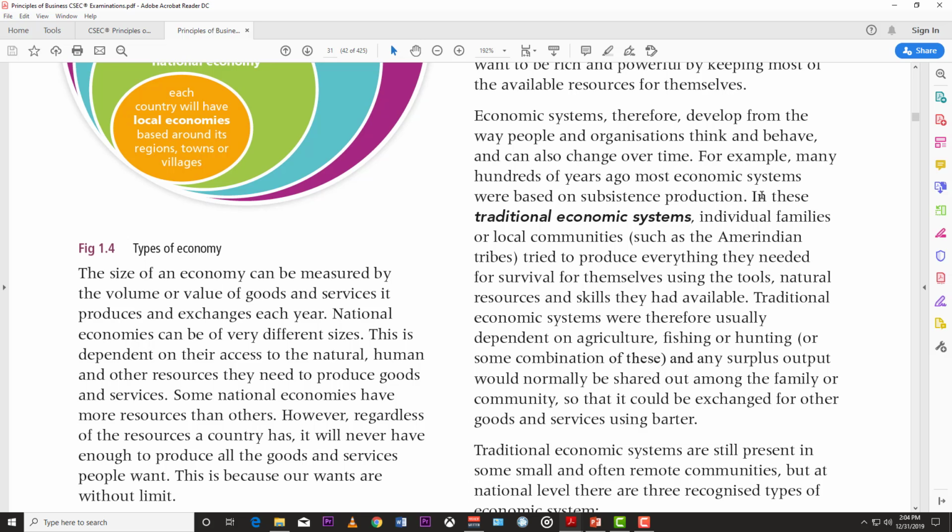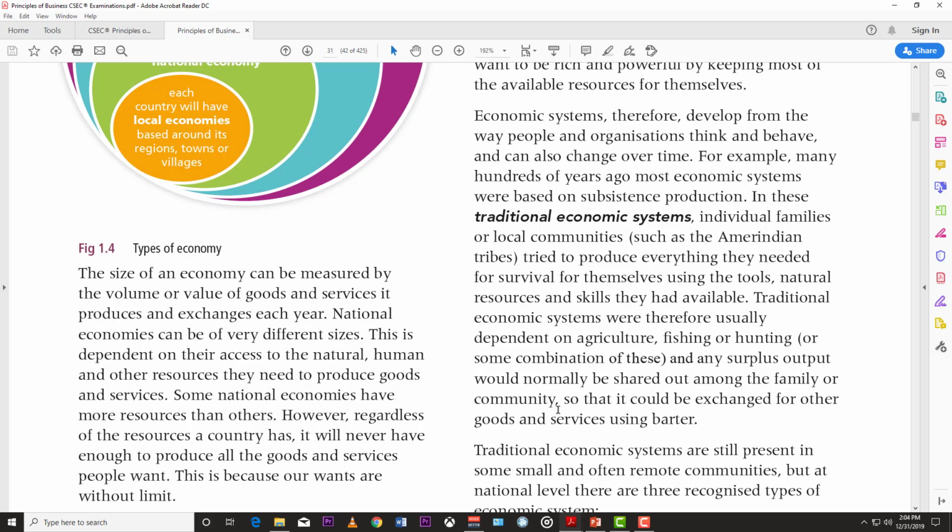All right, so here we have our next answer. In these traditional systems, individual families or local communities, such as the Amerindian tribes, try to produce everything they needed for survival for themselves using tools, natural resources, and skills they had available. Traditional economic systems were therefore usually dependent on agriculture, fishing, or hunting, and any surplus would normally be shared out among family or the community.